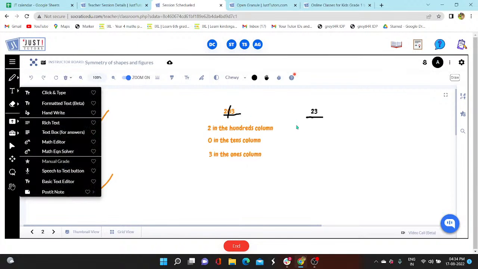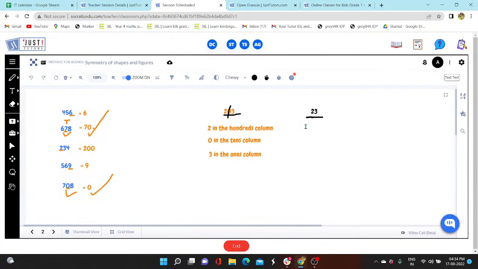23 means what? 23 means 2 in the tens column and 3 in the ones column. 2 in the tens column and 3 in the ones column. So here we have 203, which means we had 0 at the tens place, but here we don't have any 0, so the number changed to 23.